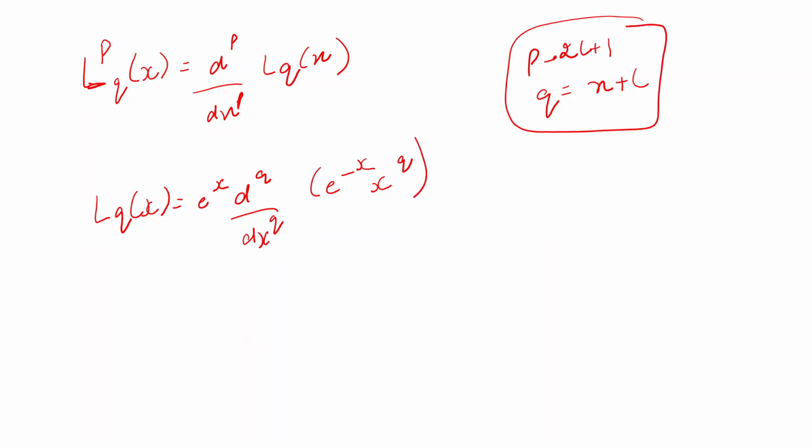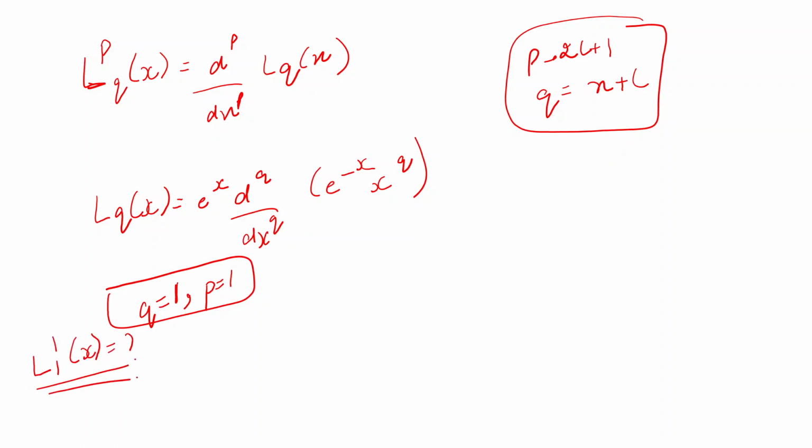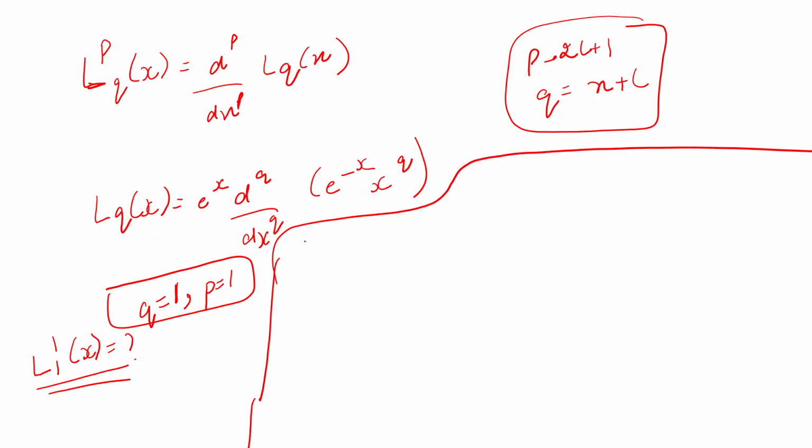So suppose your q value is 1, and p value is also 1, so you have to calculate the Laguerre polynomial L_1^1. How will you solve it? Just put in this equation L_q(x): if q is 1, it will be e^x d^1 by dx^1 of e^(-x) x to power 1.